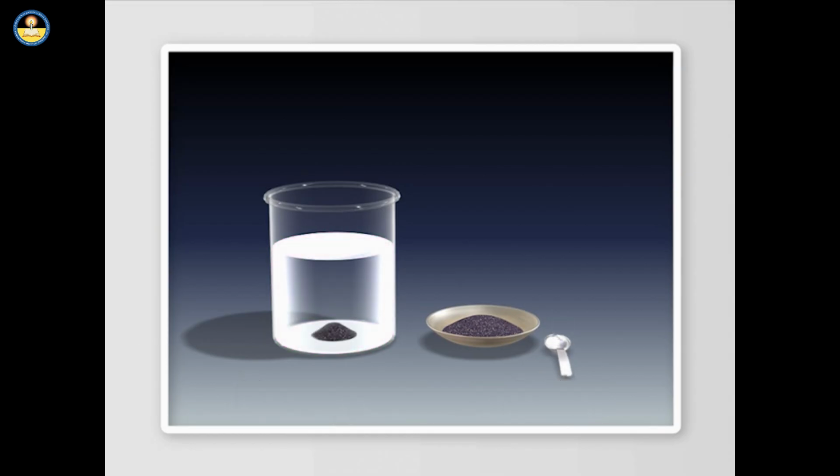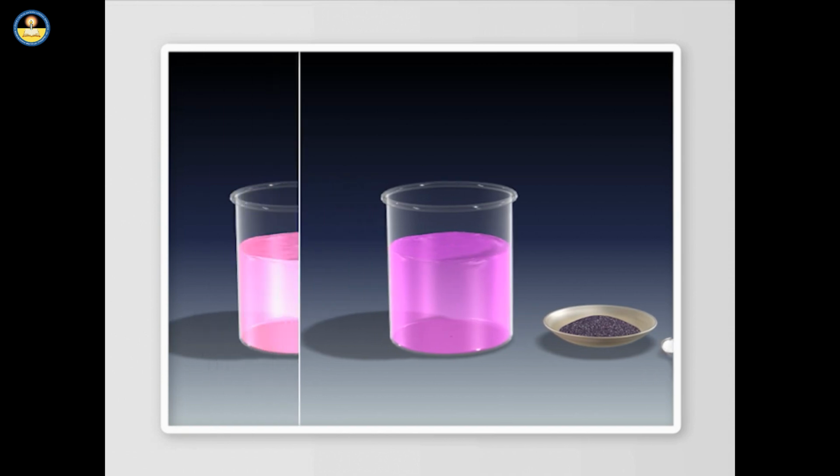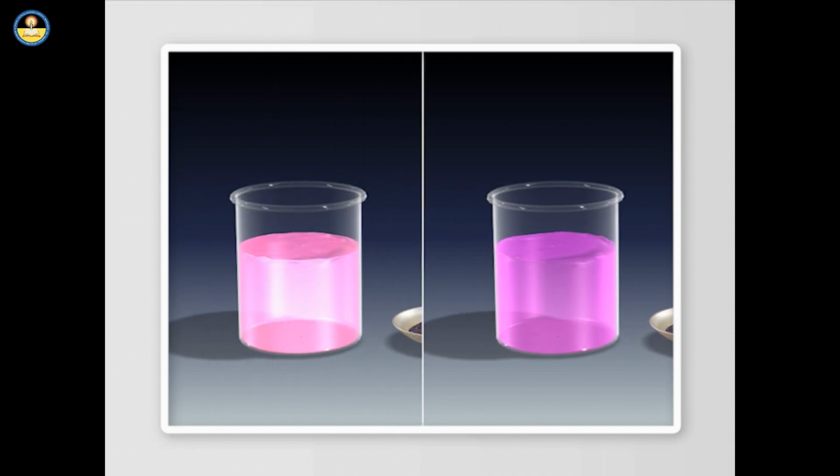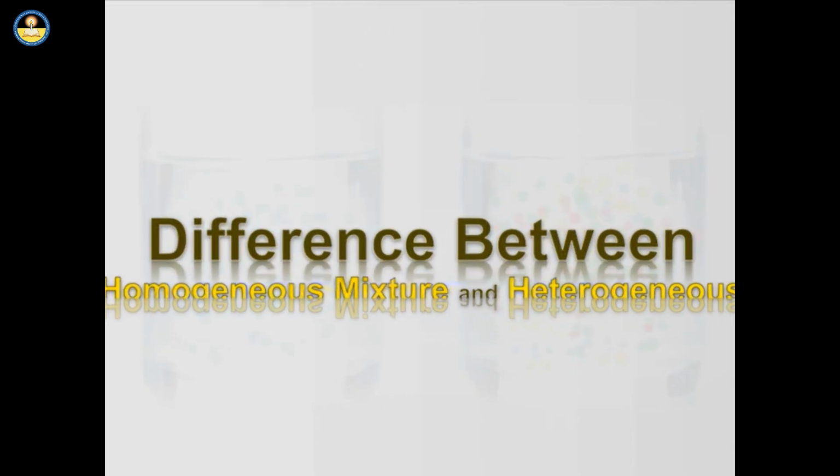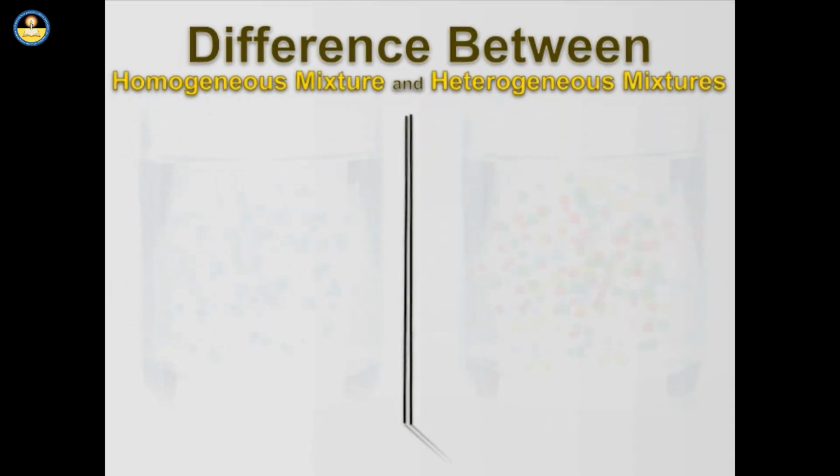Now if we take another beaker and add double the amount of potassium permanganate to it, what do we observe? We observe that the purple color in this solution is more than the intensity of purple color in the previous experiment. Let us now learn about the difference between homogeneous and heterogeneous mixtures.